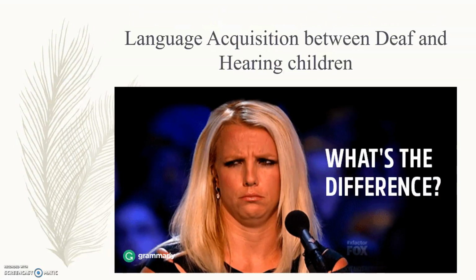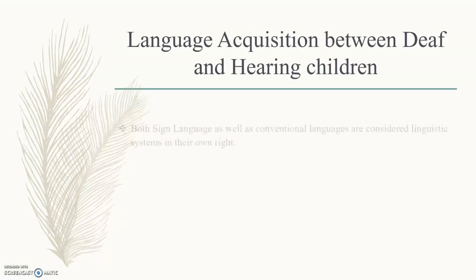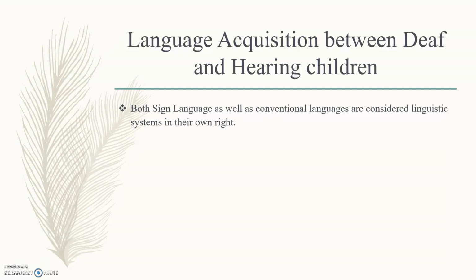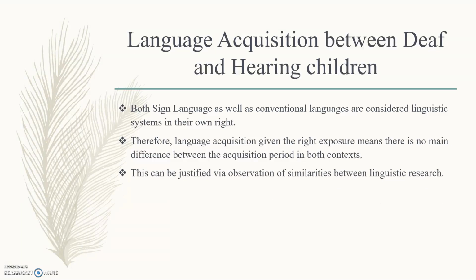So language acquisition between deaf and hearing children. What's the difference between them? So primarily both sign language as well as conventional language, conventional meaning spoken, are considered linguistic systems in their own right. Therefore, language acquisition given the right exposure means there is no difference in the language acquisition period in both contexts. So this could actually be justified via observation of similarities between linguistic researchers.